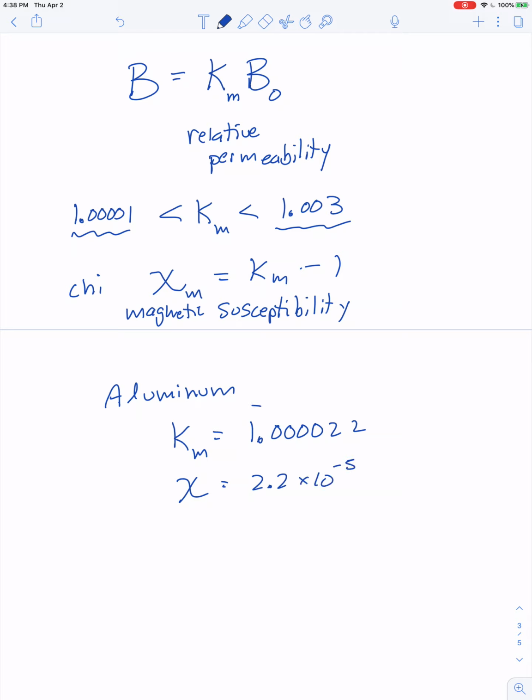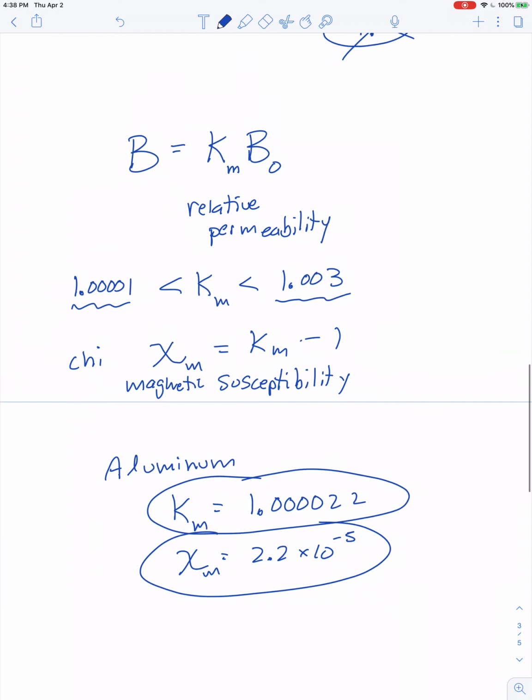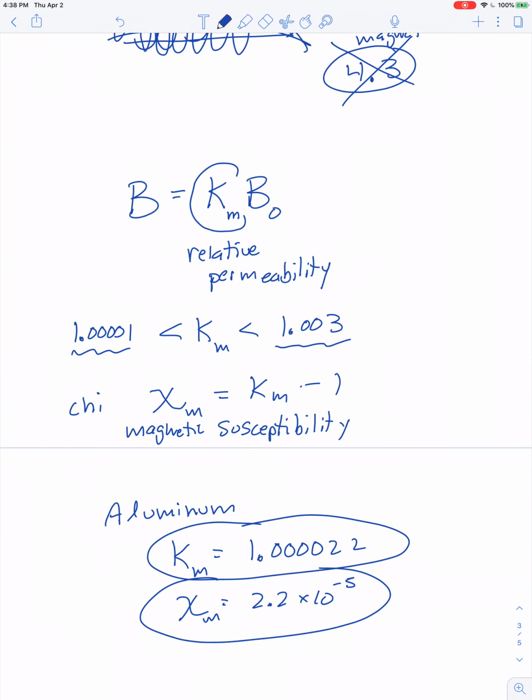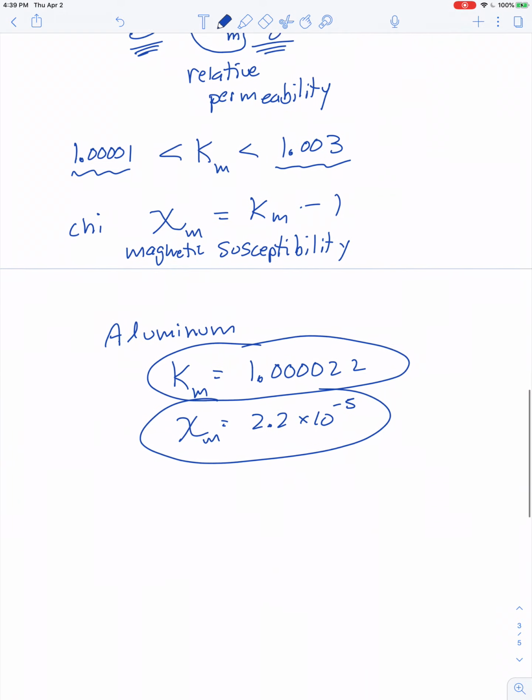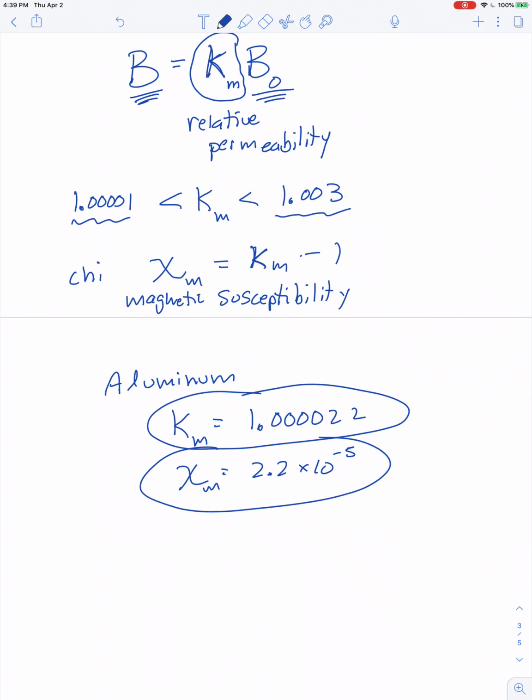Oh, and by the way, what are the units for the relative permeability and the magnetic susceptibility? Well, if we go back to our equation here, the units for relative permeability, there are none. It's a dimensionless quantity, meaning it has no units at all. And you could see that, right? Because the original magnetic field is in Teslas, the new magnetic field is in Teslas, so K is just a numerical value, strictly speaking. And because susceptibility is just the relative permeability minus 1, it's also a dimensionless quantity.